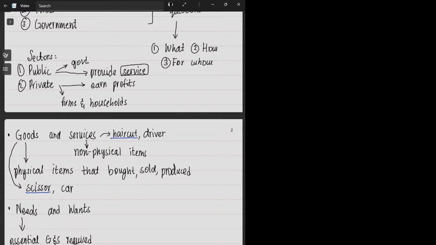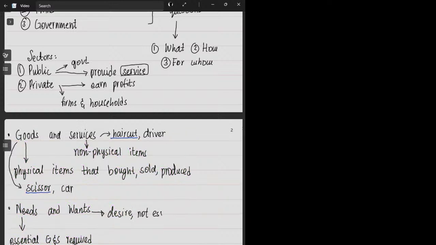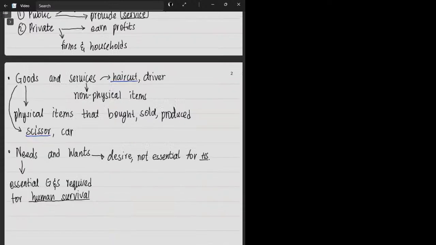So needs could be, let's say, shelter, food, water, protection, clothing, and maybe access to healthcare and education. So that is needs. And when we talk about wants, it's a desire. Let's keep it in simple terms. It is something that we do not need, we just want it, which is a desire, but is not essential for human survival. Okay? So we get that, then we'll go to the next thing.